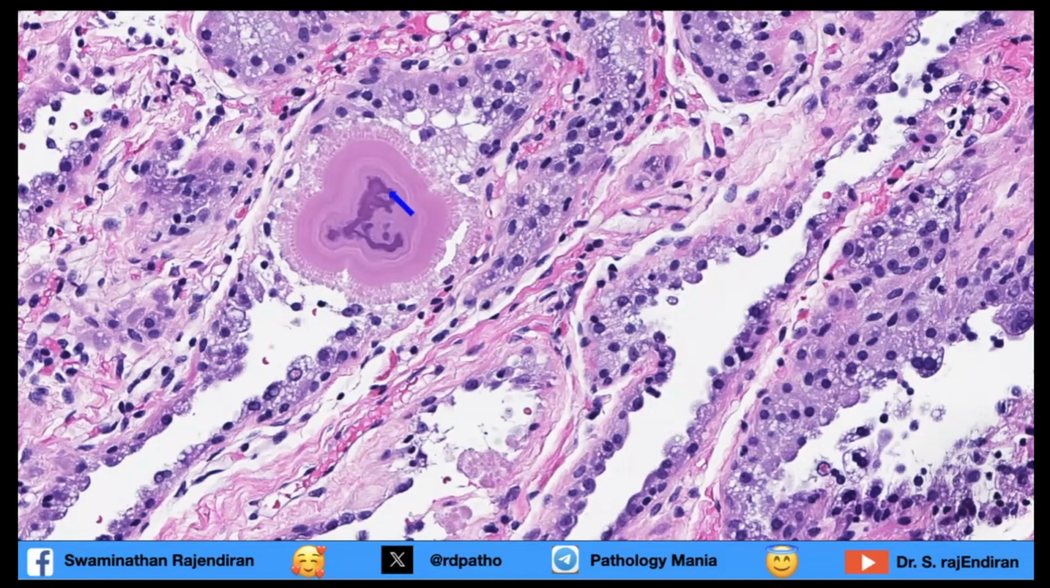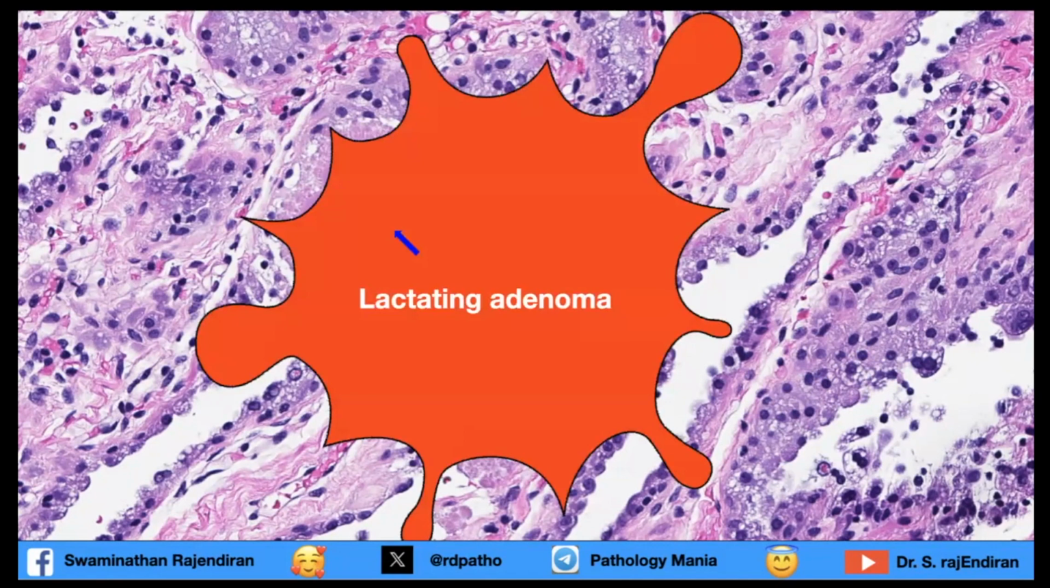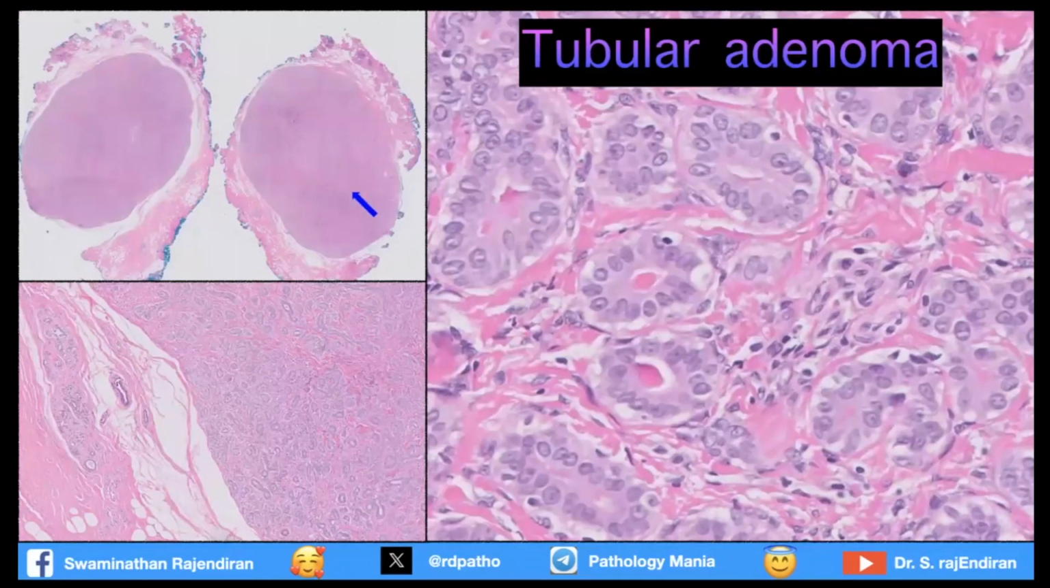the tubules, and this is nothing but secretion trying to form psammoma bodies, like psammomatoid concretions. So this is diagnostic of lactating adenoma. And this is another slide, a well circumscribed lesion. You can see the normal tissue, the well circumscribed lesion, again glands. Here the glands are not having the hobnail pattern, and here you can see the myoepithelial cells also. So these are all tubular glands forming a lesion. So this is known as tubular adenoma.